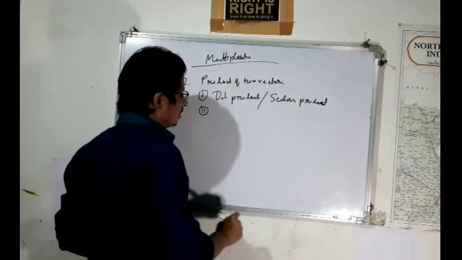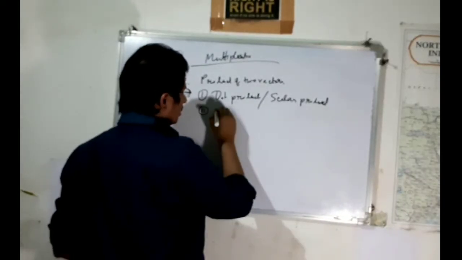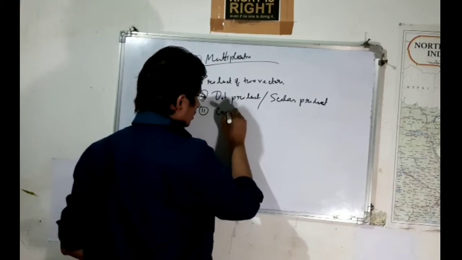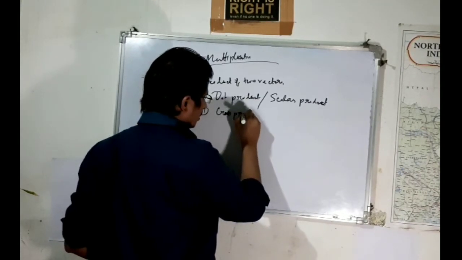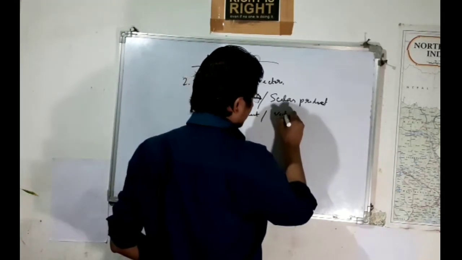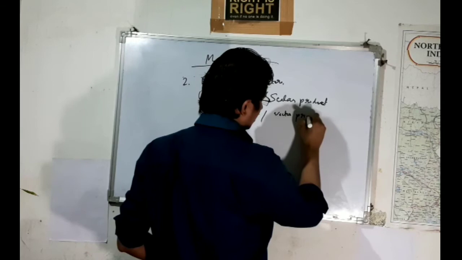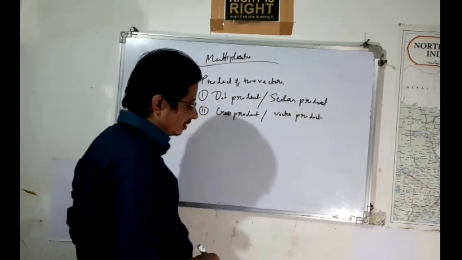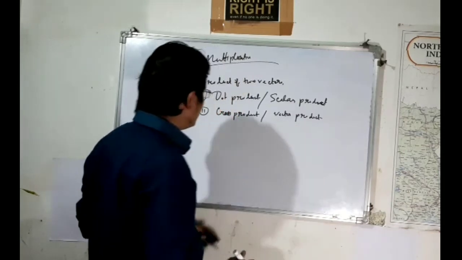Another is cross product, or vector product. At first we will study the dot product.